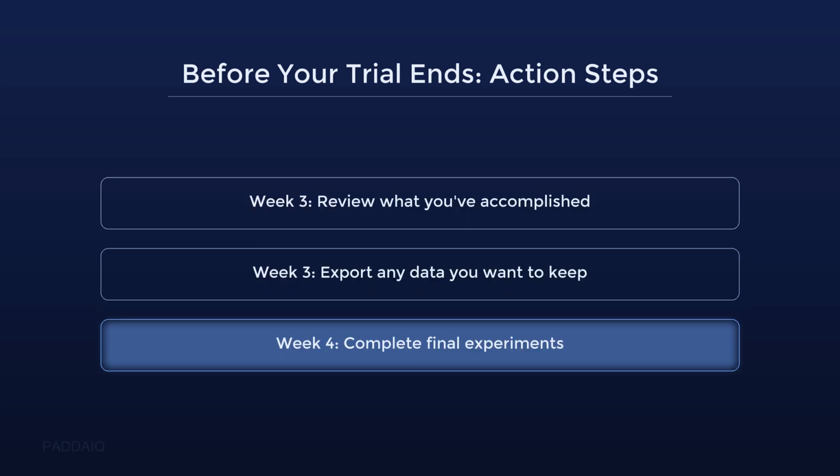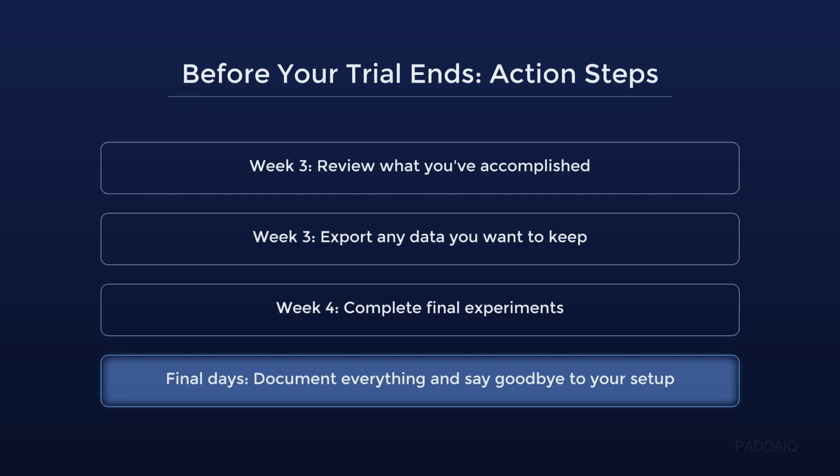Week 4. Complete final experiments. This means finishing your last tests to confirm what works best in your SAP BTP trial. For example, try integrating SAP SuccessFactors with a custom app to validate data flow. Wrapping up these checks ensures you have the insights needed for your next steps.